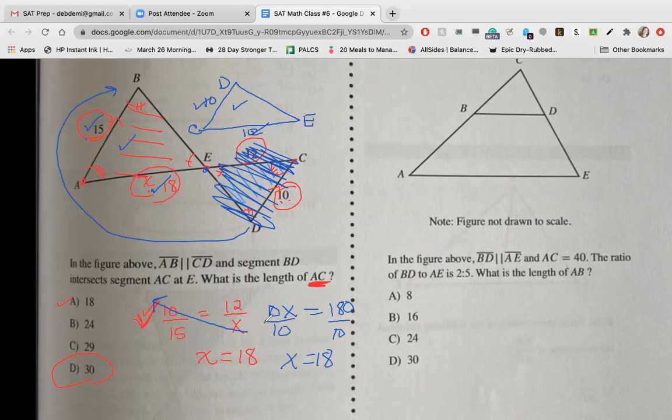I thought you said that A was wrong. That's why I was confused. Oh, it is wrong, because this part right here is 18. But what's the question asking for? It's asking for AC, which is this. So you add the 12 onto the 18 to get 30. Yeah, okay, that makes sense. I know, it's complicated. The SAT is complicated.